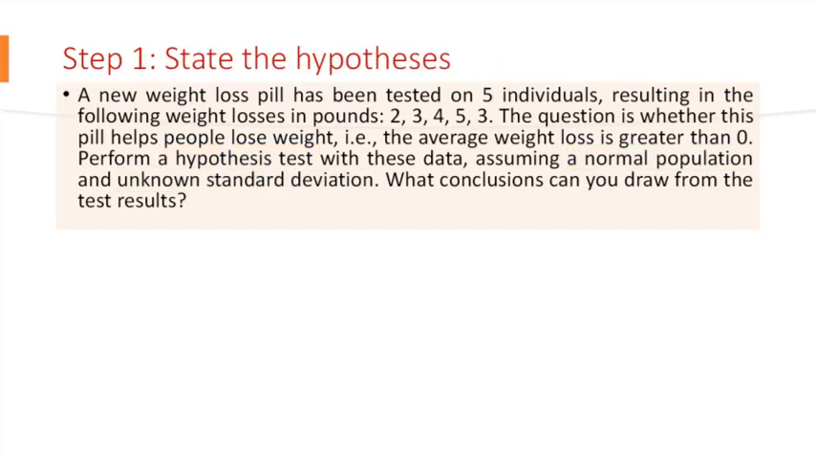Next, step 1, state the hypotheses. You should notice that you want to test whether weight loss is greater than 0. First, the null hypothesis is a conservative statement, so it is set to be H0, mu is equal to 0 pounds. As you want to test whether weight loss is greater than 0 pounds, the alternative hypothesis is HA, mu is greater than 0 lb. The teacher is so mean that he does not give you the sample standard deviation. However, you can always calculate it by yourself.